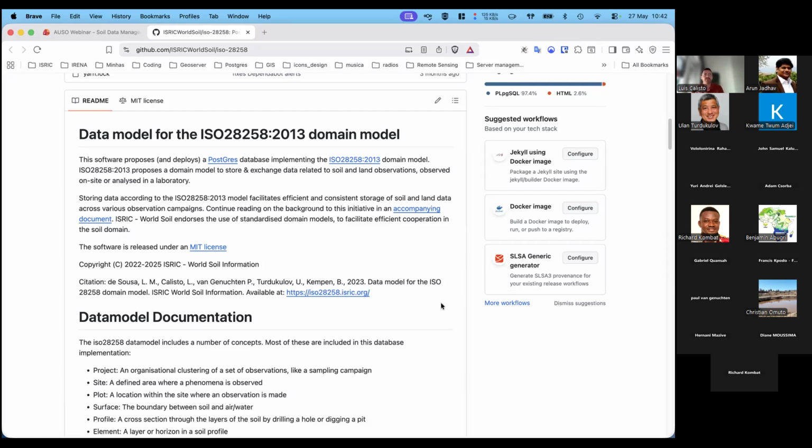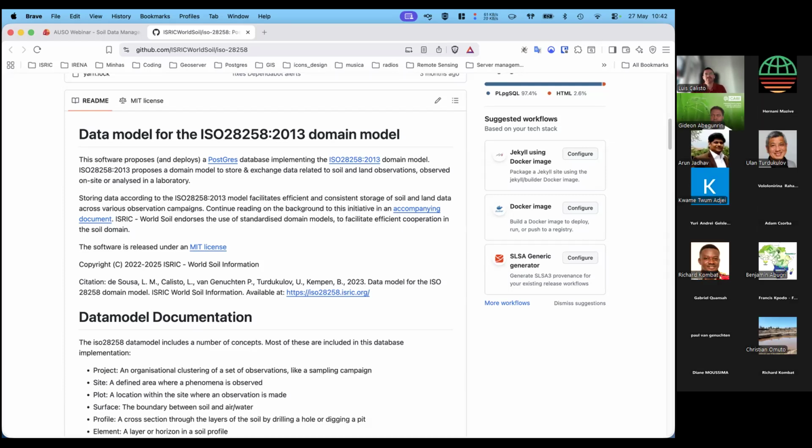So this is a data model, so this is a standard. We have standards for everything. We have standards for soil data. We have standards for geospatial data. We have standards for metadata, which Paul also mentioned. This is one of the standards for soil data. So did I answer your question?